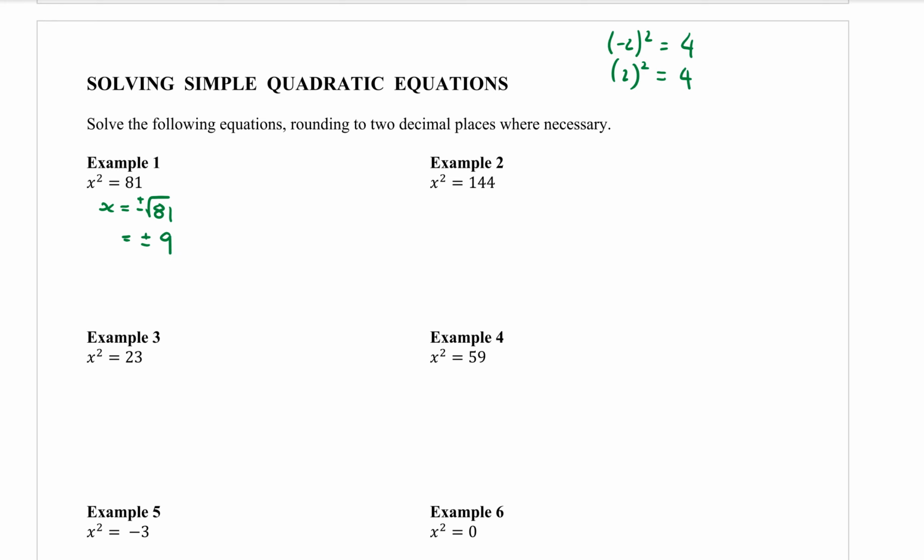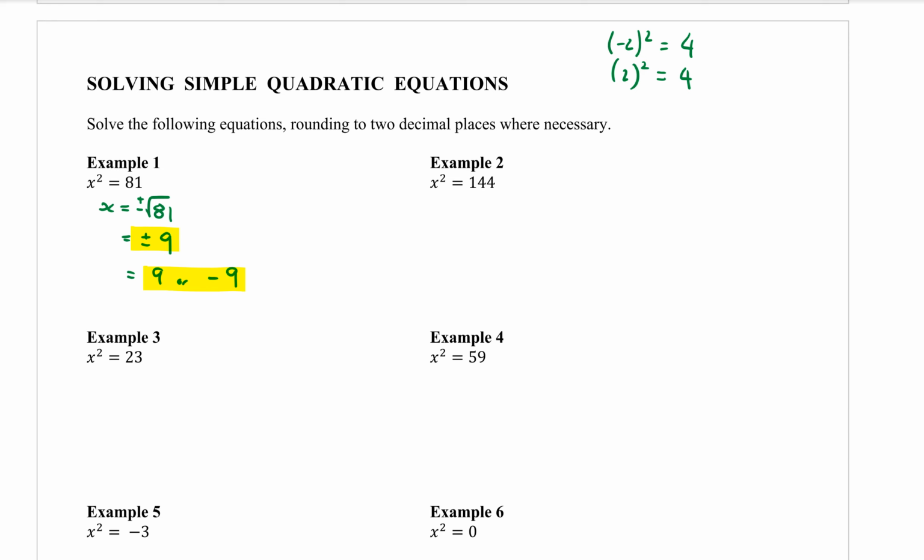Now you can leave your solution written like that, or you could write that as 9 or negative 9. It means there are two solutions there, a positive 9 or a negative 9. So either one of these would be the correct solution. Okay, let's try that again.